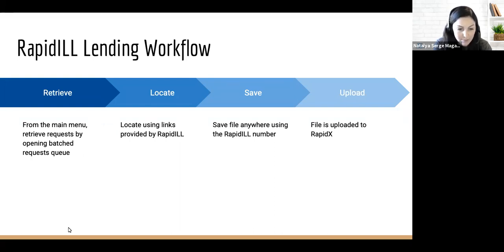RapidX can be accessed by navigating from the main menu of the web interface to the lending tab and then clicking on RapidX. From that page, you'll click on Send Rapid Requests and just locate and upload the file that you saved. So it's a pretty simple and intuitive process.